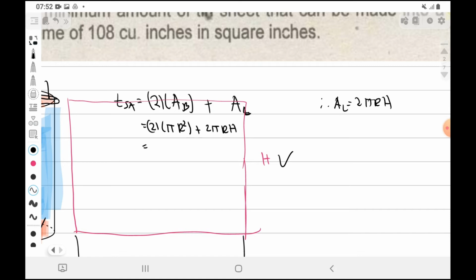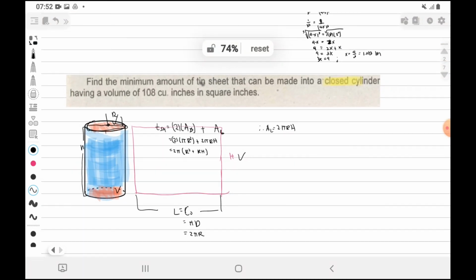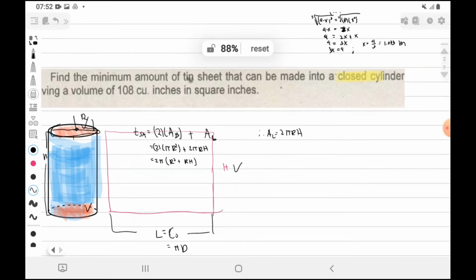So pwede kong ilabas dito yung aking 2 pi. So pag inabas ko yung 2 pi dito, matitira sa akin ay r squared plus rh, right? R squared plus rh kapag finactor out natin yung ating 2 pi. Okay? Next, of course, meron tayo nyan. We would set our r in terms of h, or h in terms of r. So therefore, kukunin natin to.